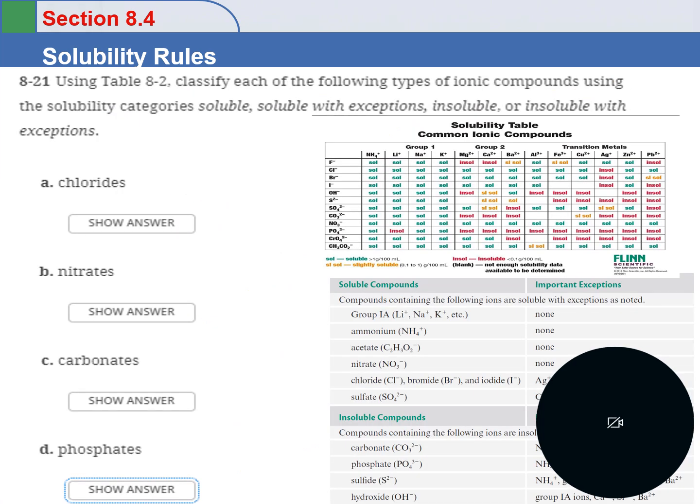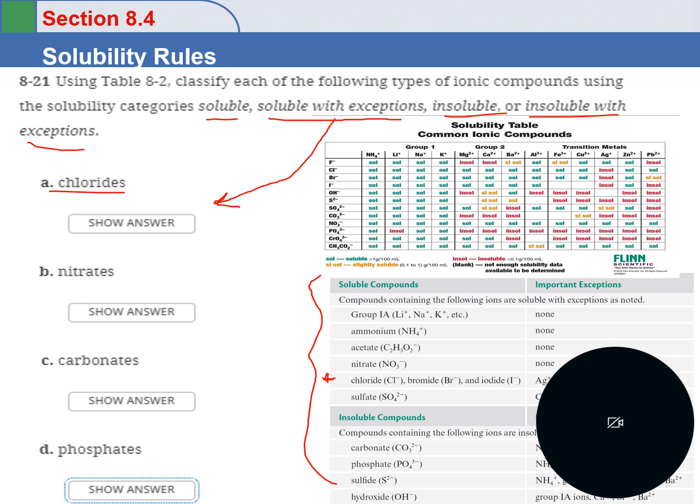This question is really designed to use the bottom chart here. That's what the book is going to use. So we're going to try to classify these as soluble, soluble with exceptions, insoluble, or insoluble with exceptions. So you just got to find chlorides. Chlorides are right here, and that applies to bromides and iodides. So for A on 21, you're looking for soluble with exceptions.